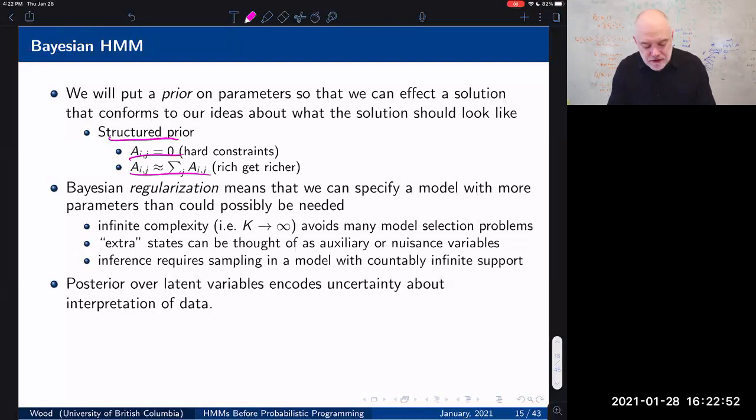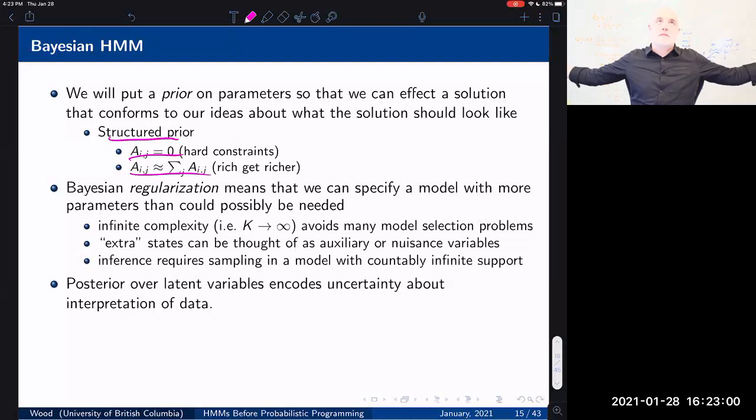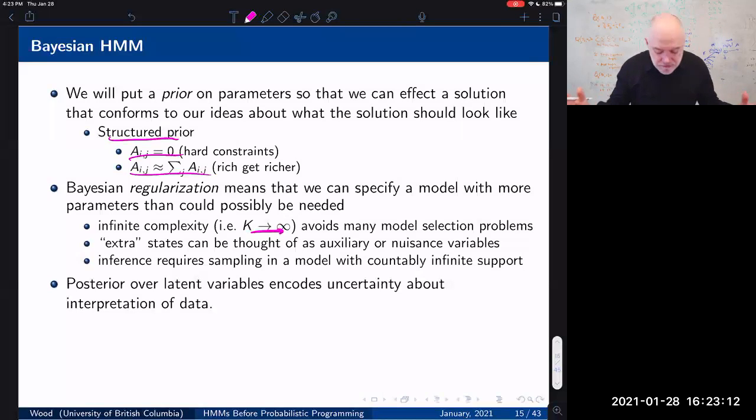The automatic regularization you get from Bayesian regularization means that we can actually specify a model with way more parameters than could possibly be needed. So an easy way to think about this is if you are trying to learn an HMM, like actually learn the transition distributions and emission distributions given only data, which is something we'll talk about in the course a lot. You can just specify a large number of states. In fact, you can actually derive the limit of HMMs as the number of states goes to infinity. So you can automatically learn the number of latent states in an HMM, avoiding lots of model selection issues. And you can think of them as being auxiliary nuisance variables. And inference in these models requires sampling procedures that can deal with countably infinite support, which is the subject of inference in higher order probabilistic programs.